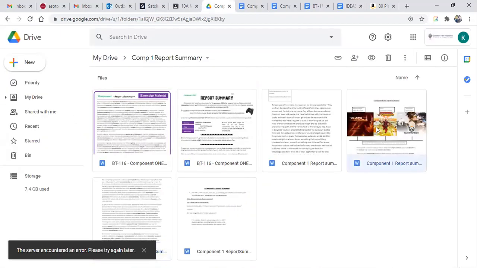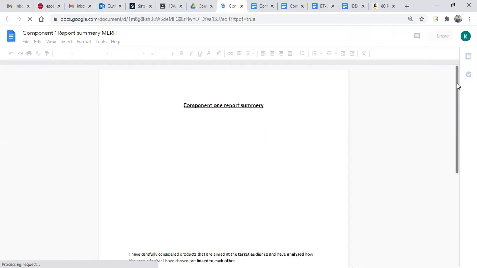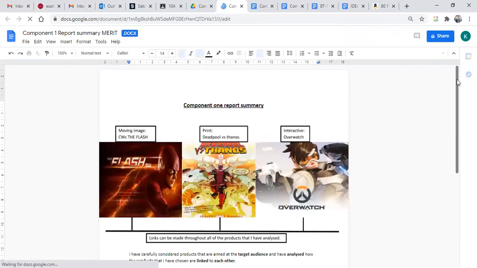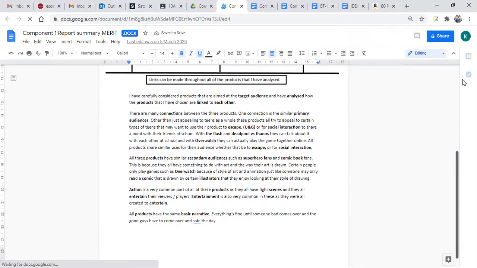I've got a merit example here, and I think producing images is always really helpful. The documents don't need to be longer than a page long, but I think this one is quite short.